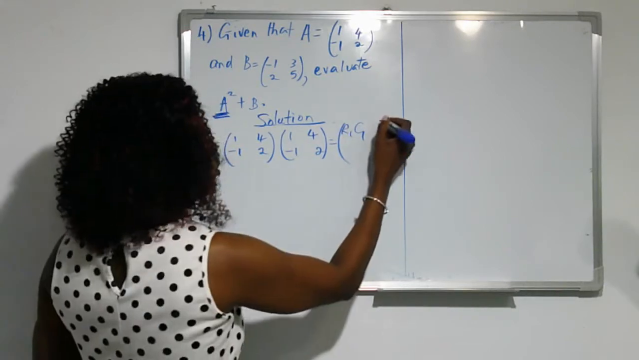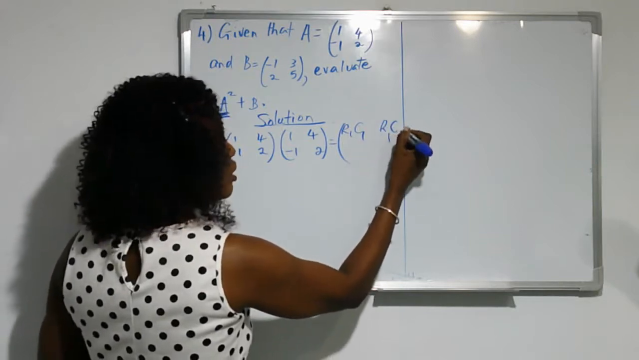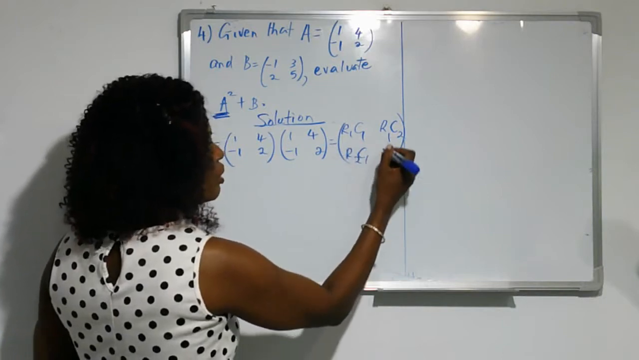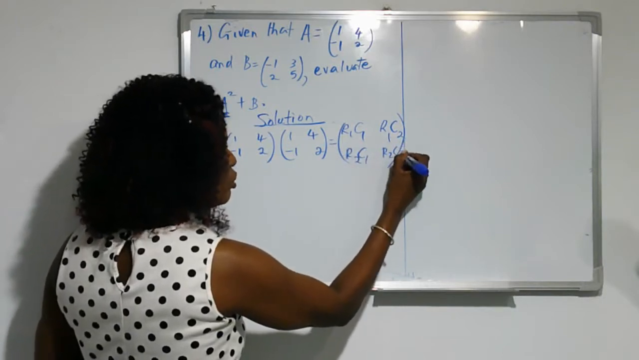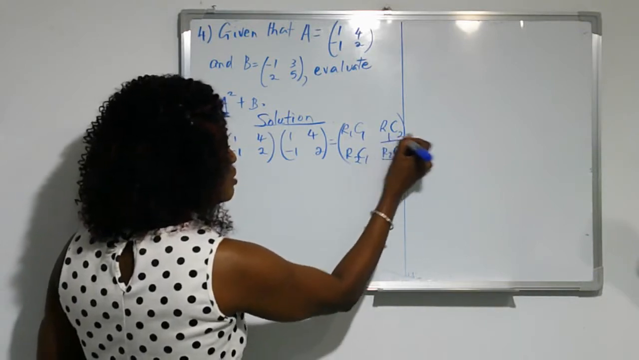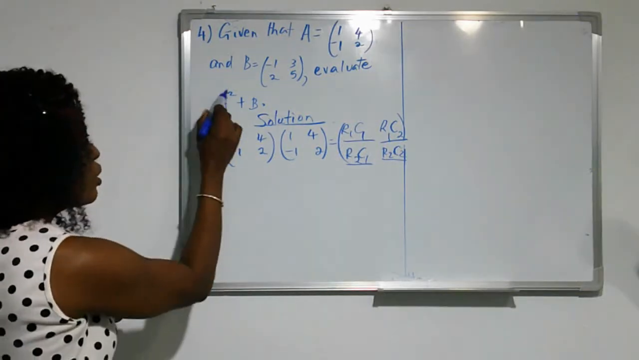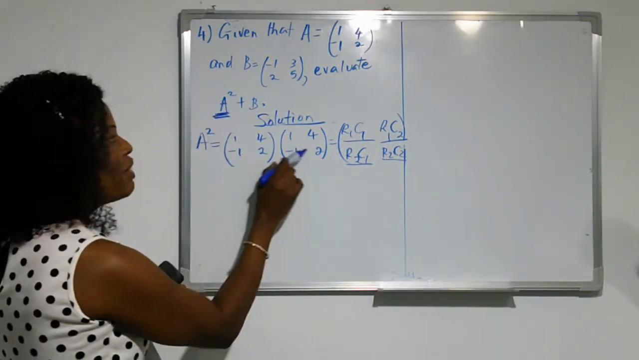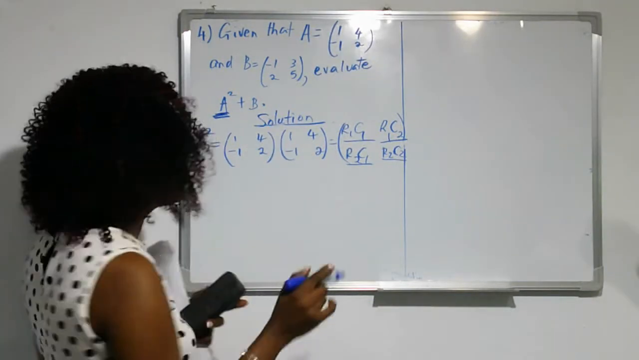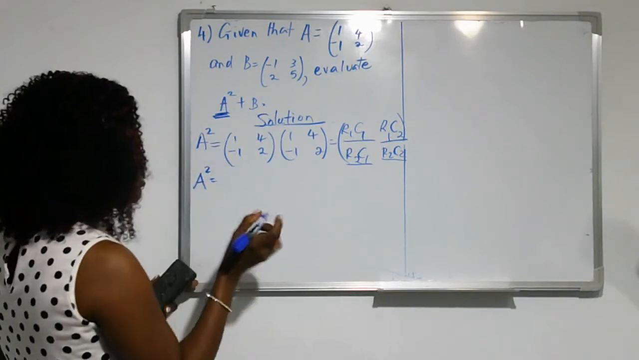C1. Row 2, row 1, column 2. Row 2, column 1. Row 2, column 2. Just like what we did a while ago. This is just a reinforcement. But the trick with this question is that A squared means that you must write the matrix twice. You don't square each element in the bracket. Okay. So now that you get that concept clearly, let's move on.